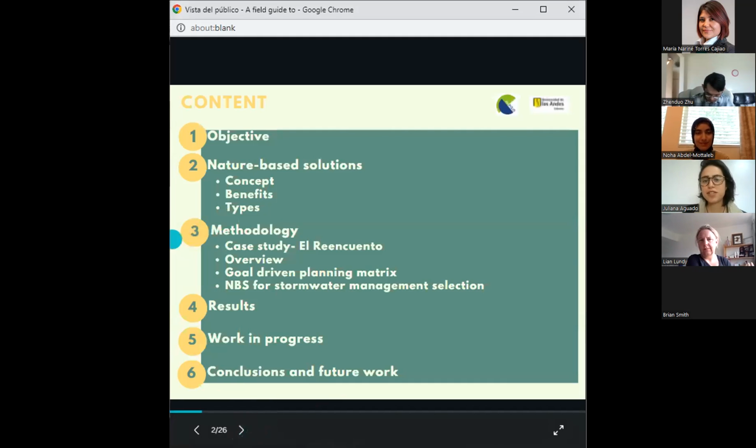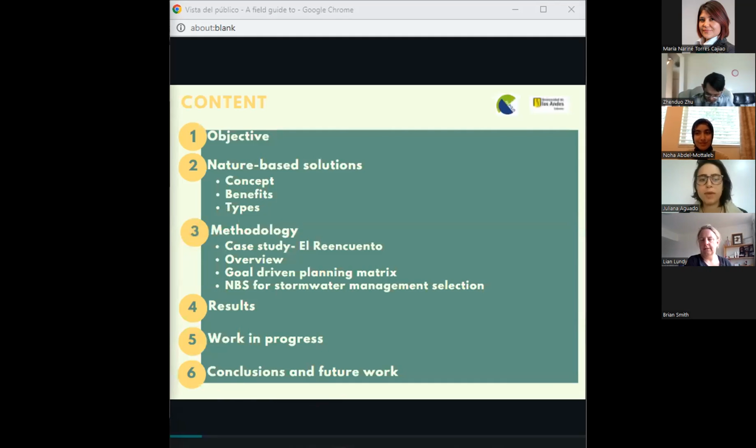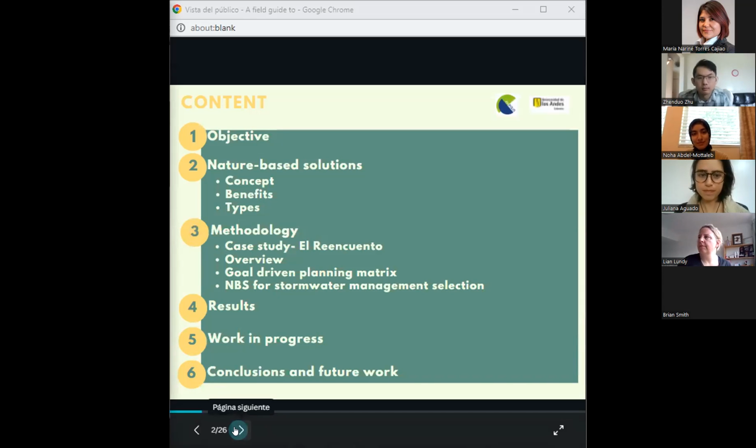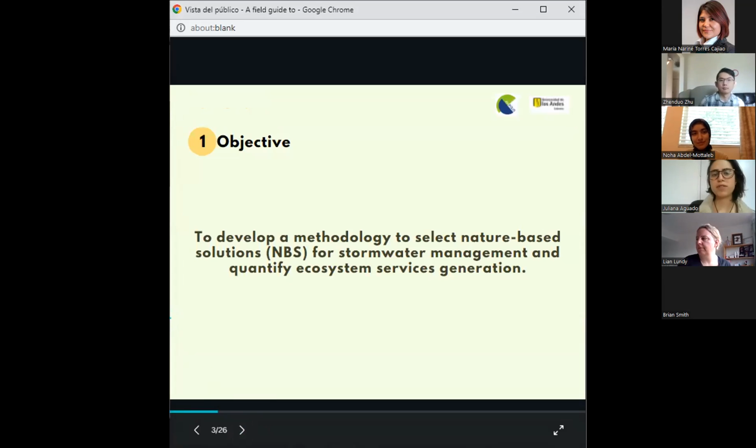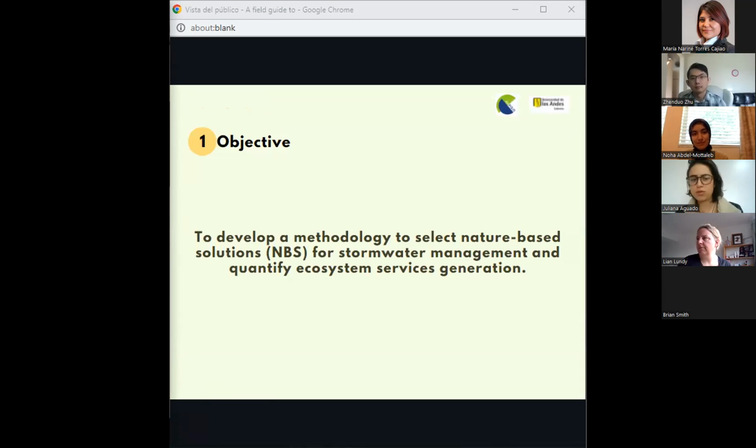So in my presentation, I will show you the objective of my research, the main ideas behind the concept of nature-based solutions, the methodology, including the case study description and the planning strategies for NBS implementation and selection, the preliminary results of our analysis, and the work in progress and the future work. So the objective of my research is to develop a methodology to select nature-based solutions for stormwater management and to quantify and economically evaluate the ecosystem services generation.